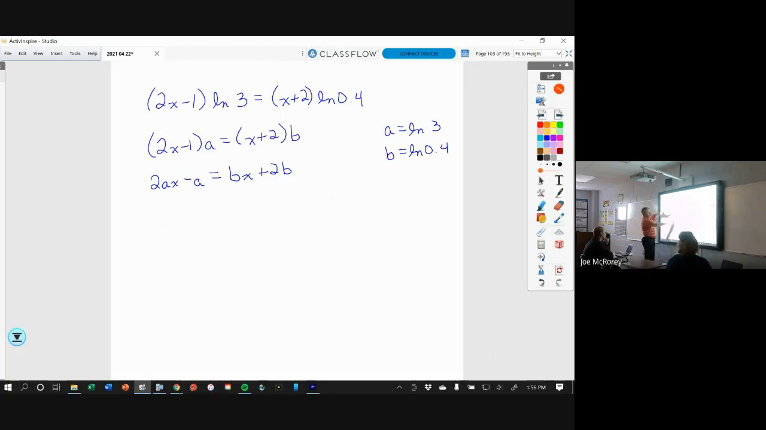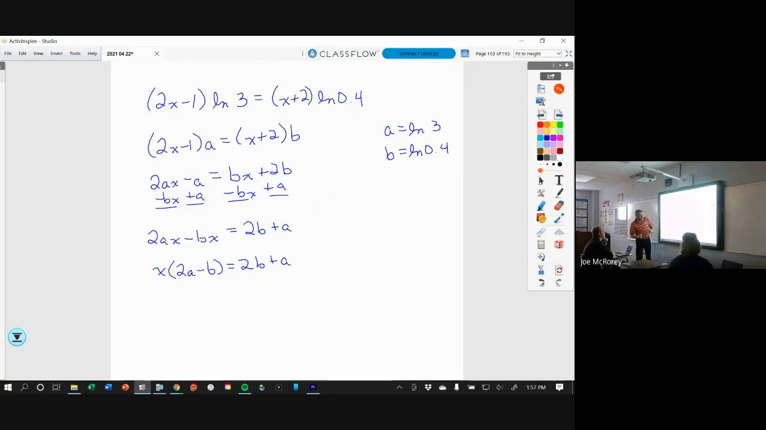I'm trying to get the x's together, so I'm going to subtract bx from both sides. I'm going to add a to both sides. I have 2ax minus bx, that's gone, equals 2b plus a. I'm going to factor an x out. I have x times (2a minus b) equals 2b plus a.